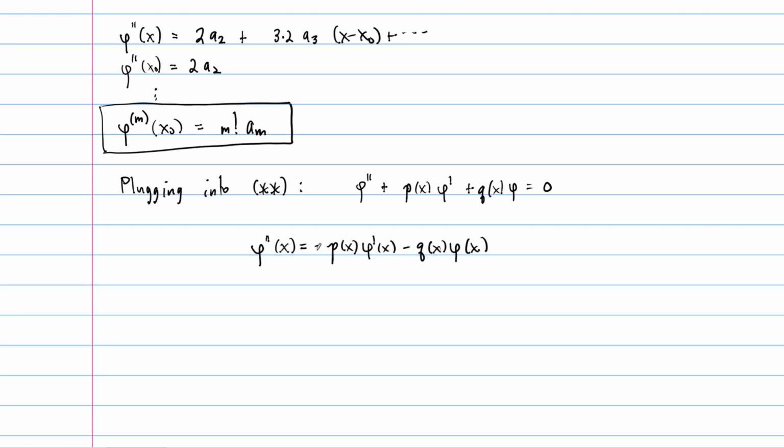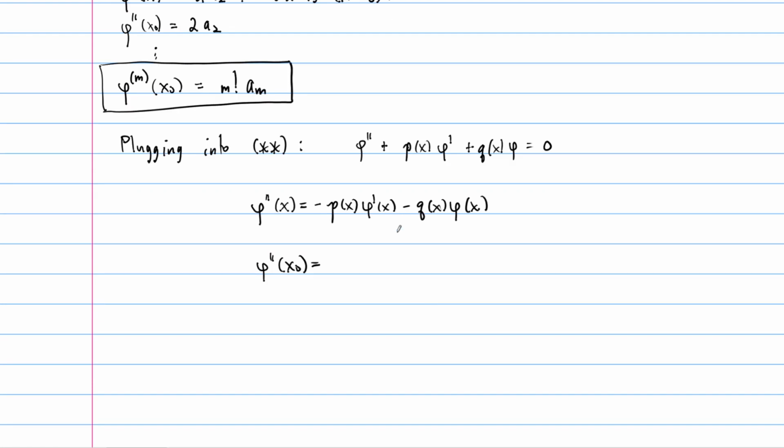And now if we plug in our point, x naught, then look what we get. I'm going to do this in 2 steps for this one, and then we'll simplify. But p of x naught, so that's the value of that coefficient function at the center point, times phi prime of x naught minus q of x naught times phi of x naught.